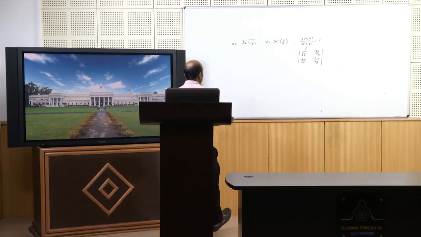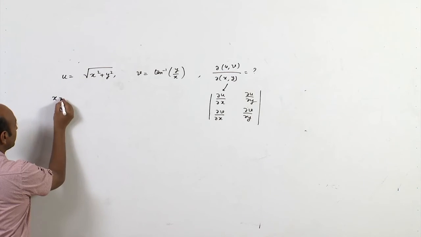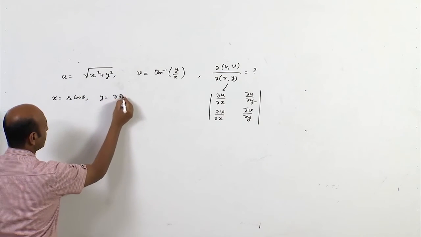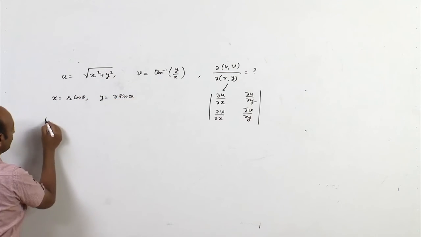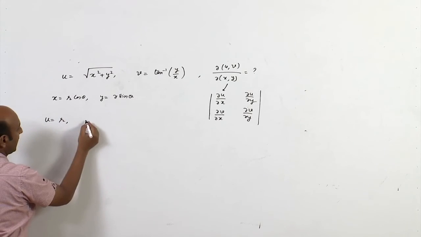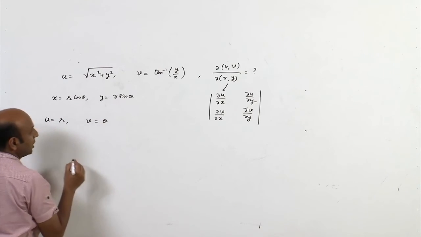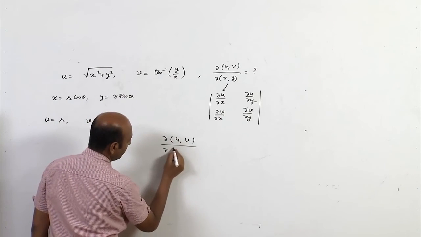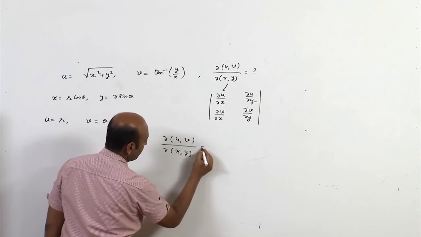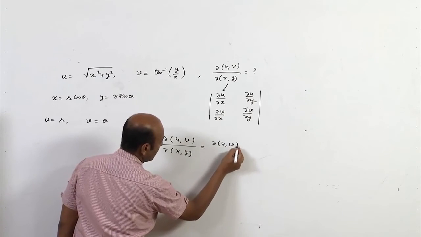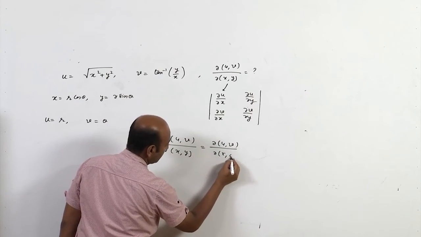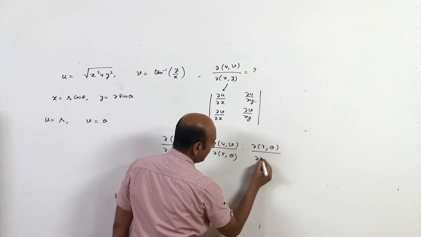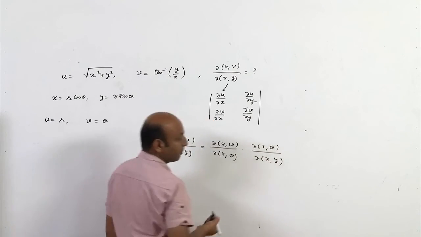How? Let x equal to r cos theta and y equal to r sin theta. So, what will be u? u will be r and v will be theta, and what will be del of uv upon del of xy? It will be del of uv upon del of r theta into del of r theta upon del of xy, by the chain rule property of Jacobians.